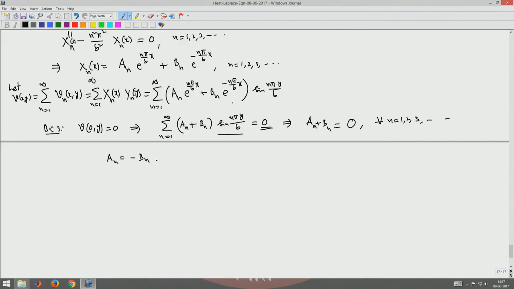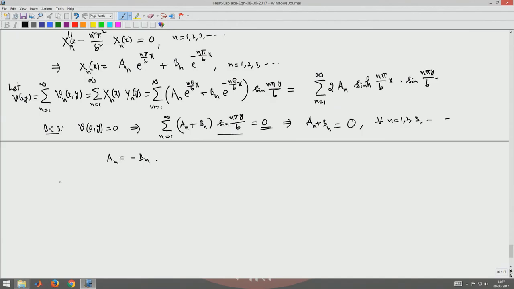So, go back and see. If you substitute here, once you know a_n equal to minus b_n, you can combine it, n from 1 to infinity. So, you can combine a_n, b_n as 2 a_n, and what you get is sine hyperbolic(n pi x by b) into sine(n pi y by b). So, this is now the general solution.